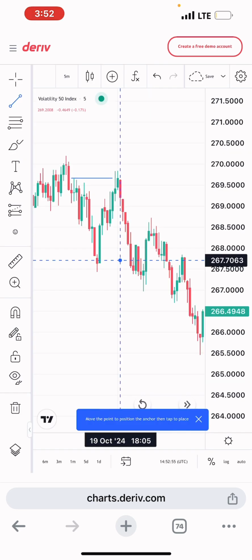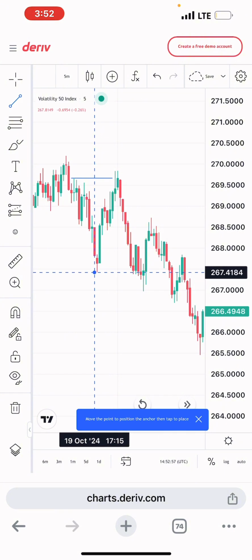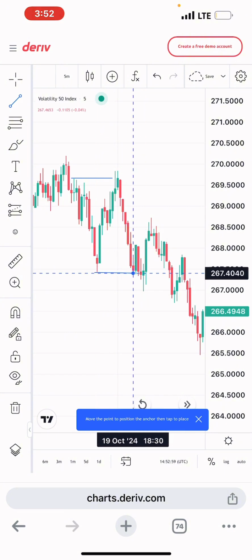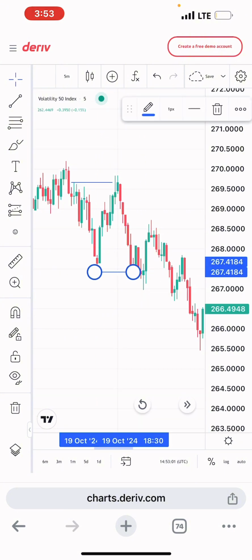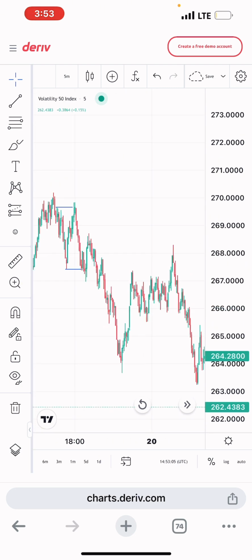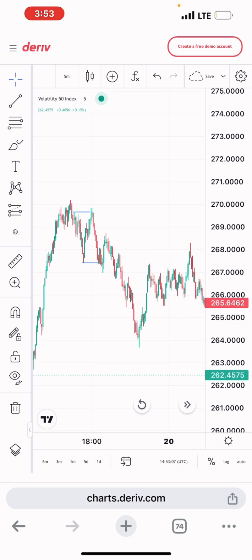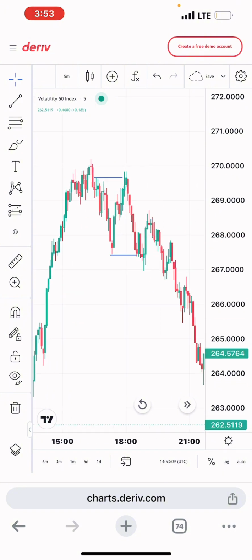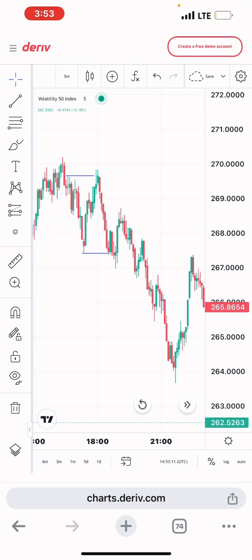What are we looking for next? We are looking for a break of structure to the downside. So you see we have a break of structure to the downside. The next thing we're going to be looking for is a pullback. That pullback should be at least 50% of your Fibonacci too.